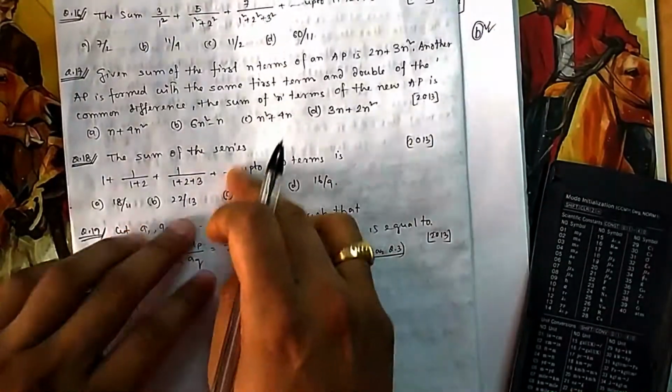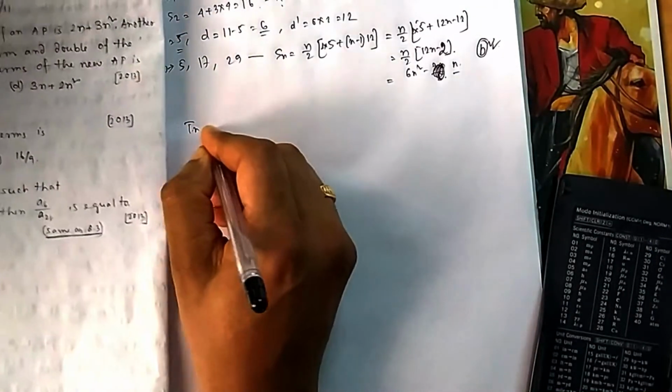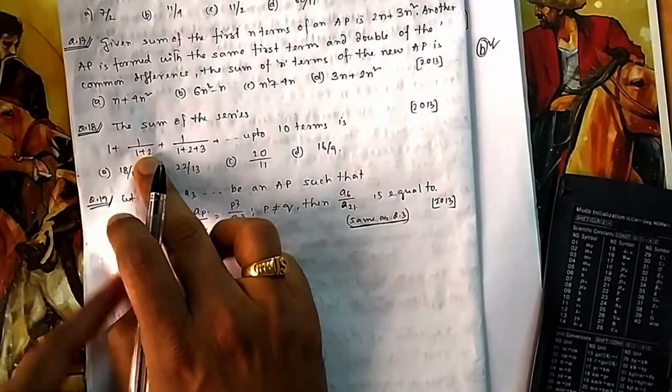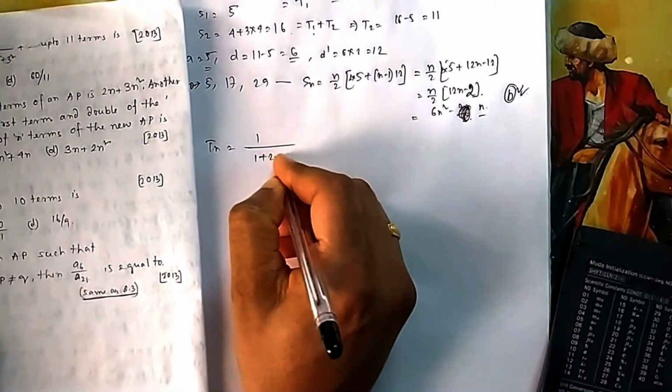Now if you come to 18, similar type of fashion. So again you can write Tn. What will be its Tn? The numerator is always 1. It's easy. And the denominator is going, for the second term it is sum up to 2. For the third term it is sum up to 3. For the n-th term it will be sum up to n terms.